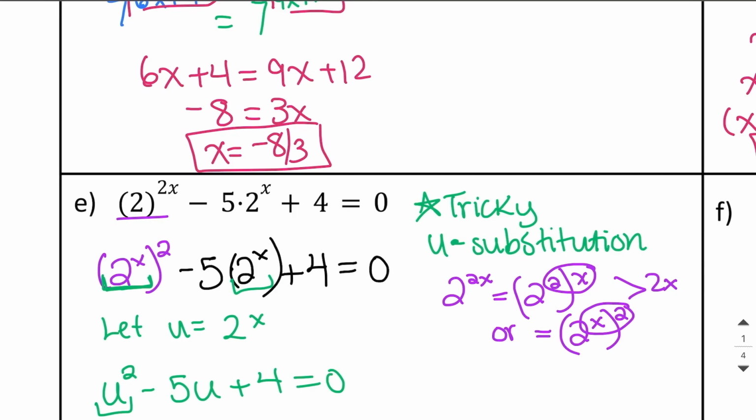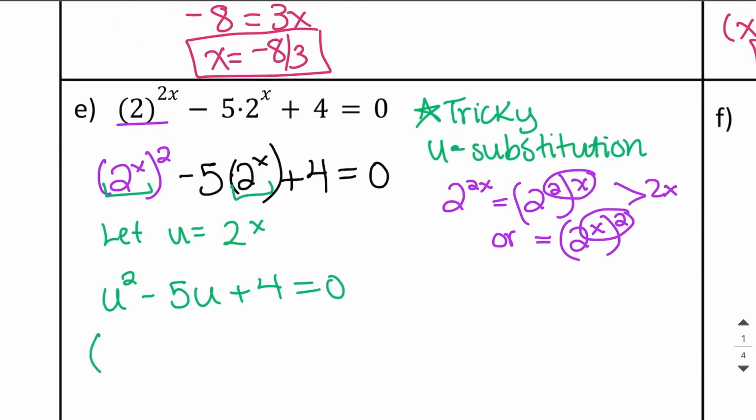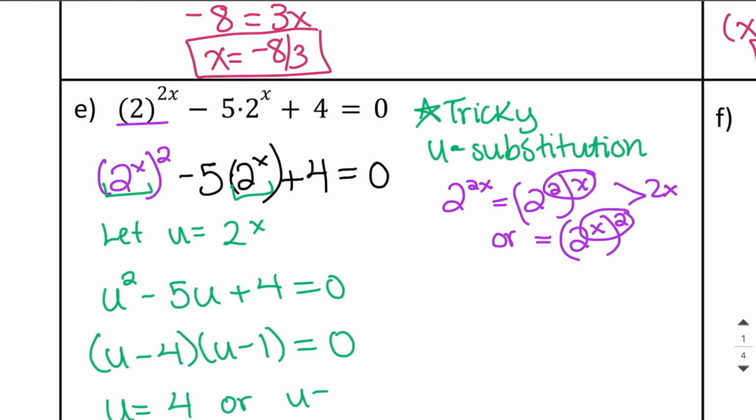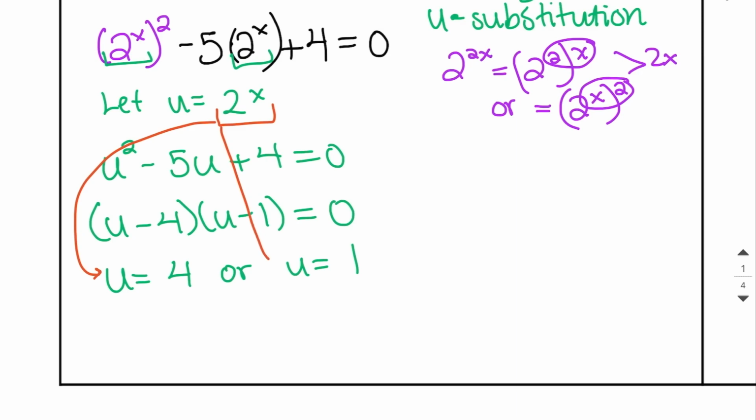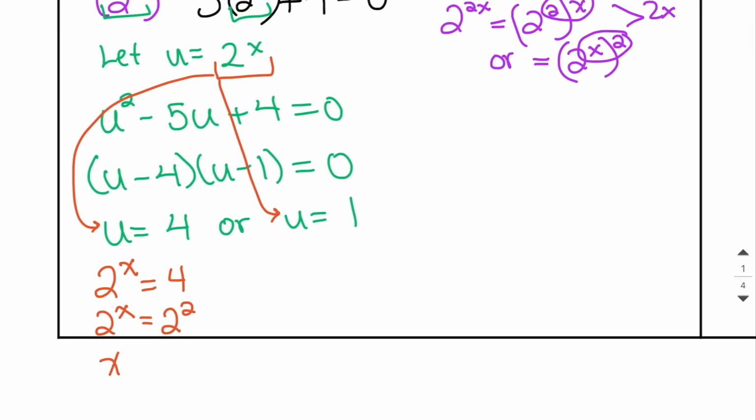So now I can just go ahead and solve for u right here. So we'll have u minus 4 and then u minus 1 equals 0. So that means that u equals 4 or u equals 1. But don't forget to sub this back in to solve for x now. So here I'm going to say 2 to the power of x equals 4, or 2 to the power of x, get a common base, is 2 to the power of 2, so x equals 2.